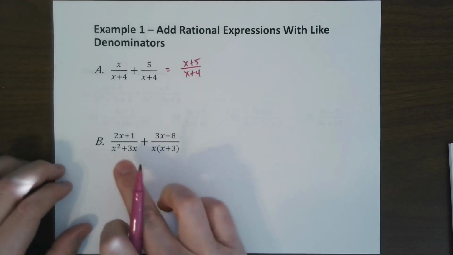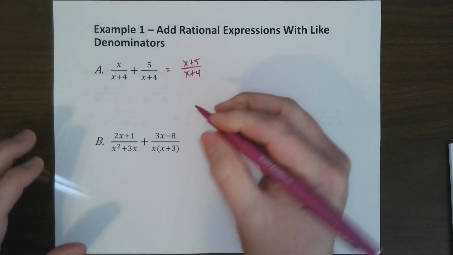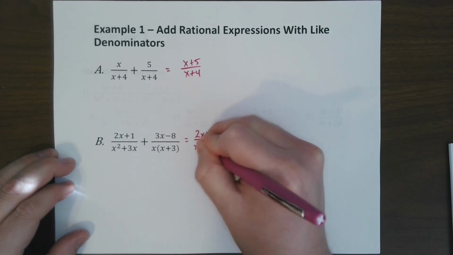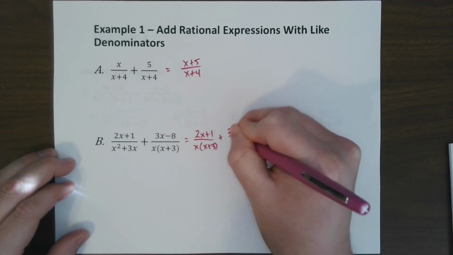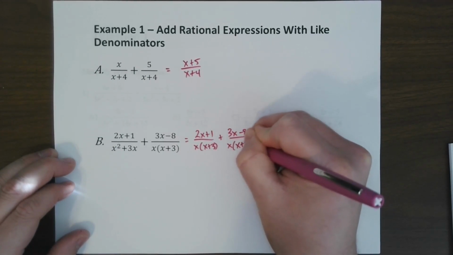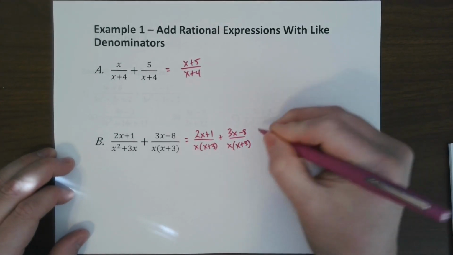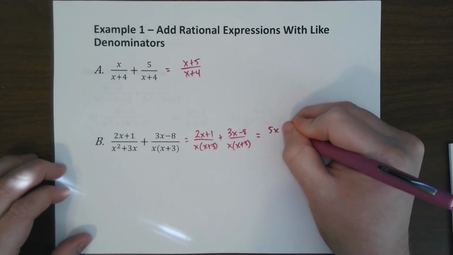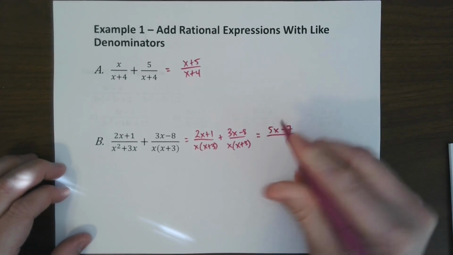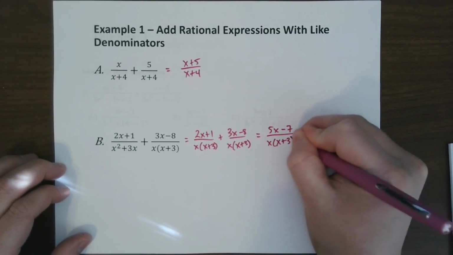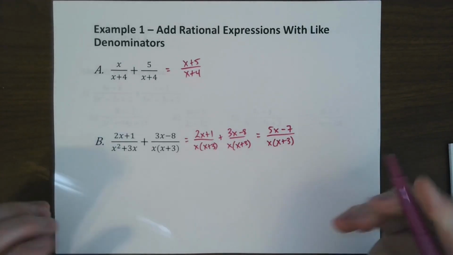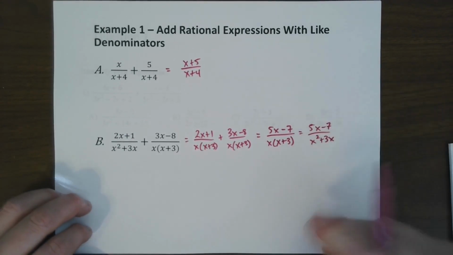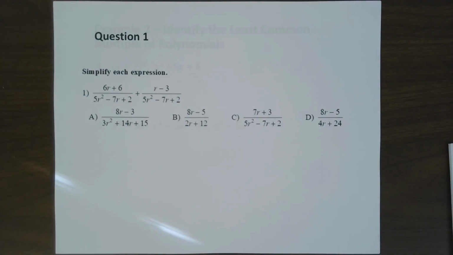That's it. With this one, we need to factor first, just to make sure that the bottom's the same. So if we do that, we get 2x plus 1 over x plus 3, plus 3x minus 8 over x plus 3. And if you notice, these are the same, so we can combine the top. So 2x plus 3x is 5x minus 7. Now, since that can't be factored, we can leave this in this form if you want. Or you can multiply it back together, which would be x squared plus 3x. Go ahead and try this problem.